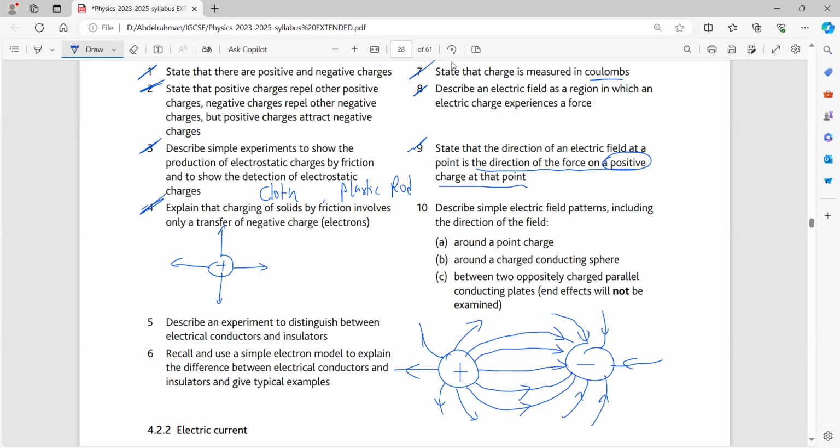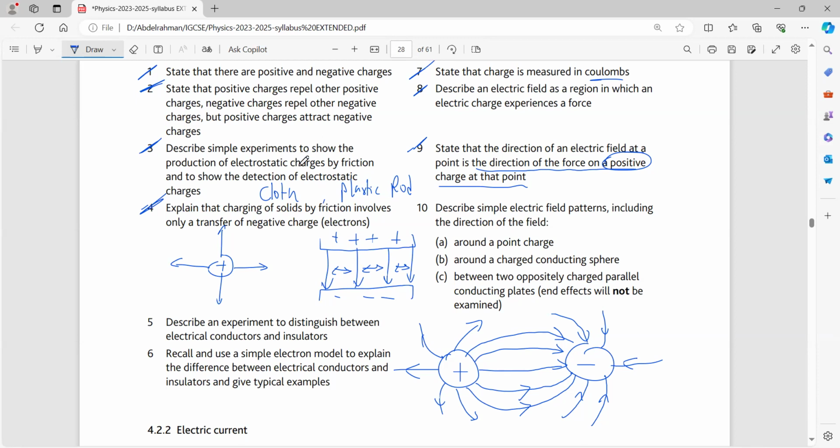If I have two oppositely charged parallel conducting plates, a positive and a negative plate, then the field lines are always going from the positive to the negative plate. And if you get this question, please try to space the lines evenly, to show that the electric field is constant throughout the whole plate.